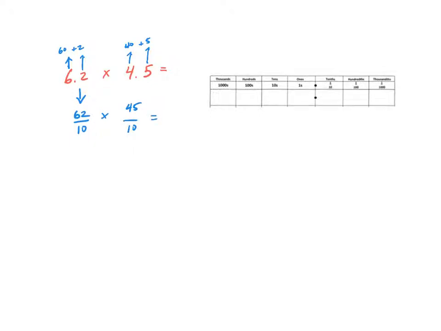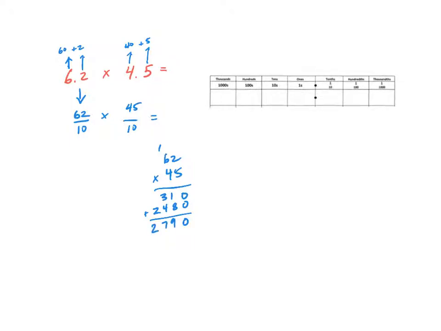So if I apply what I just learned in our previous examples, I can ignore the denominators for right now and go ahead and multiply the numerators. 62 times 45. And you're welcome to use whatever method of multiplication works best for you, as long as you have some method, whether it's lattice or traditional or partial products.